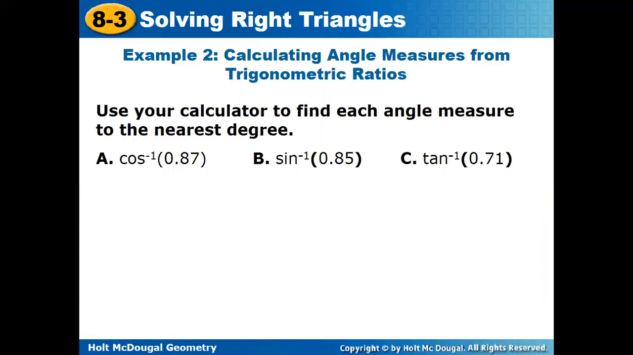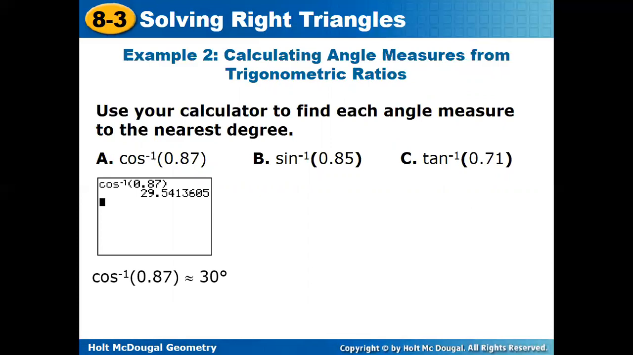Use your calculator to find each angle measure to the nearest degree. The first one, if you know that cosine inverse of 0.87, please find the measure of the angle to the nearest degree. It means we don't need to write a decimal after the degree.